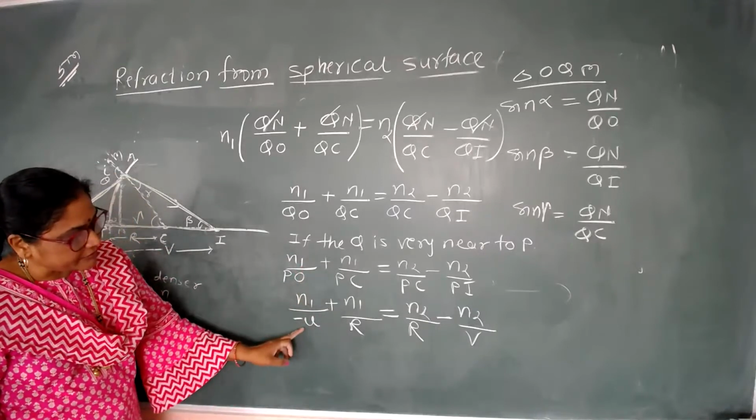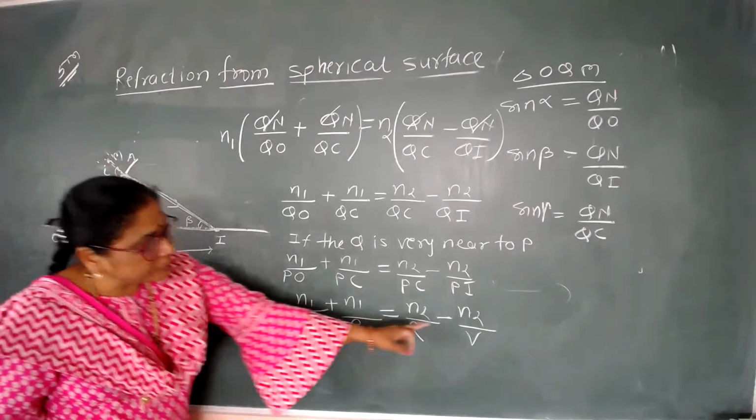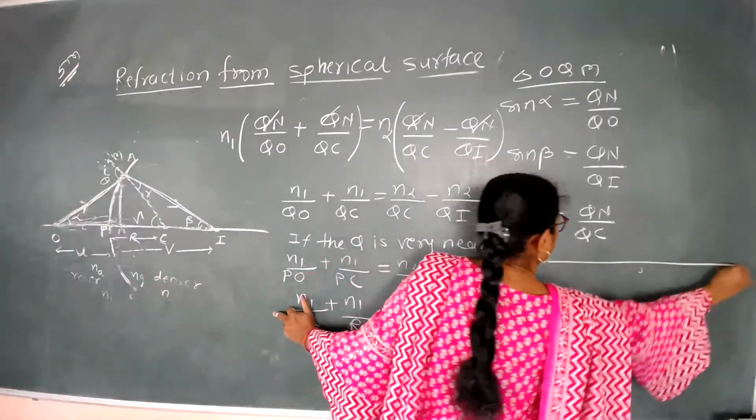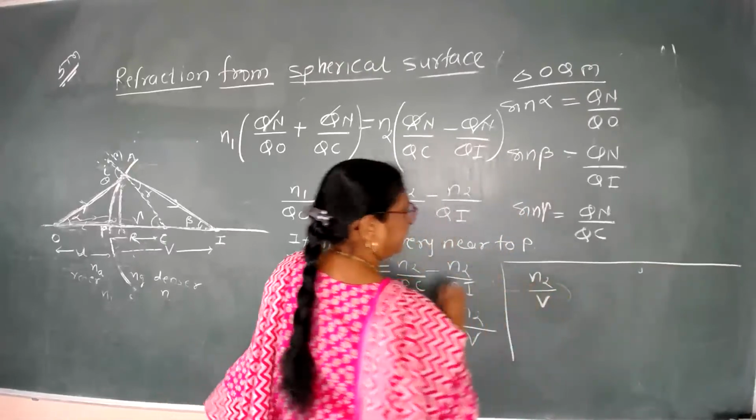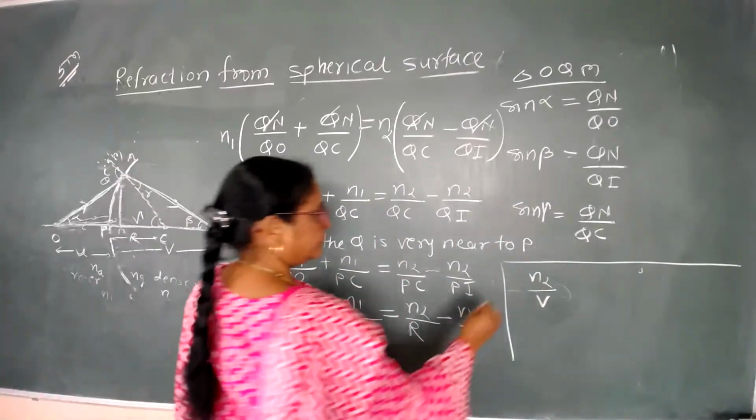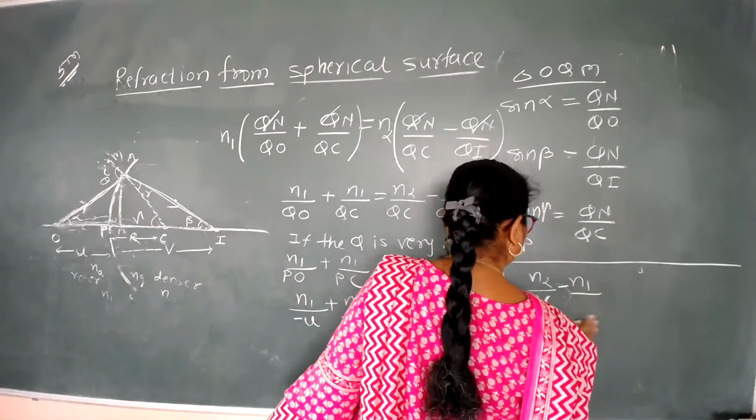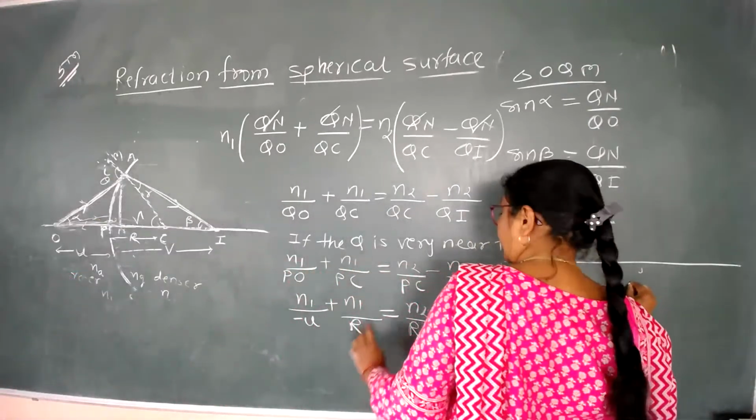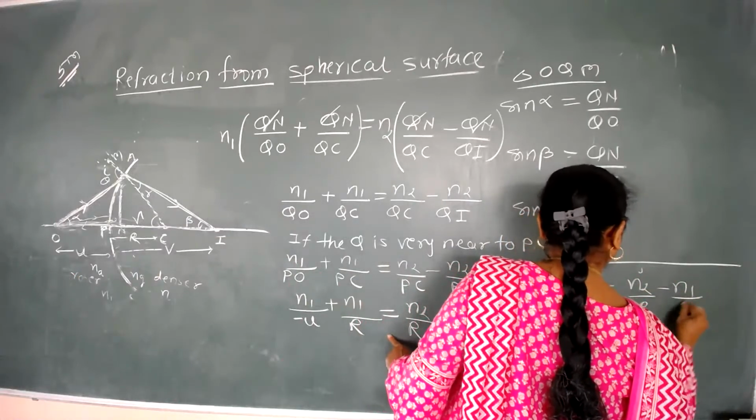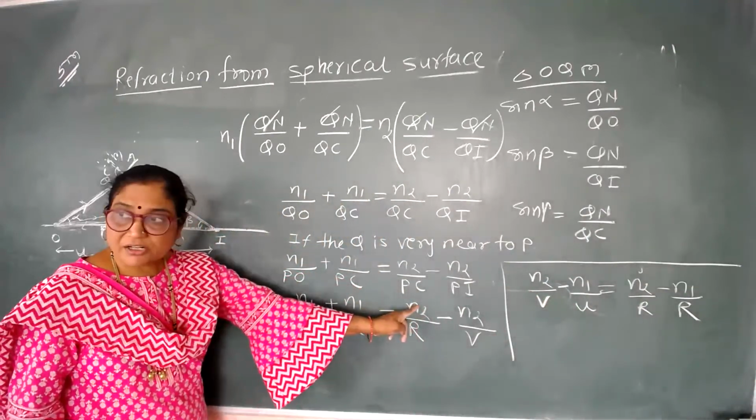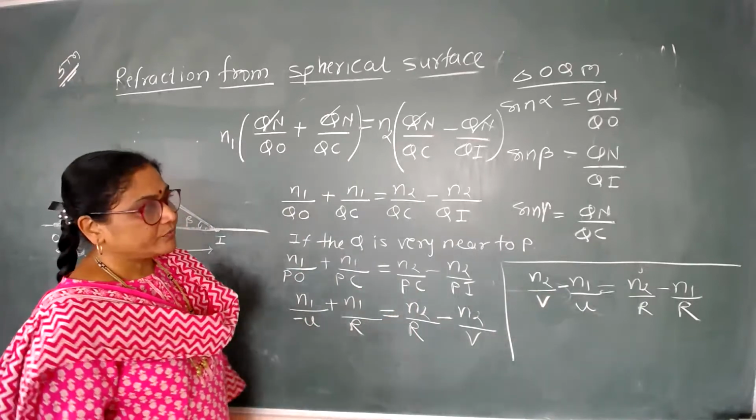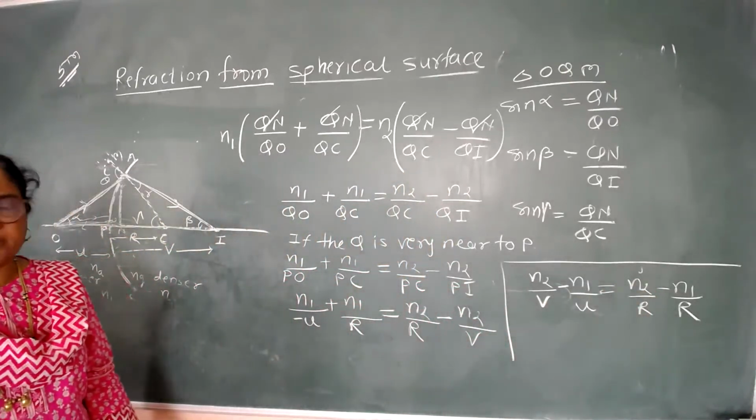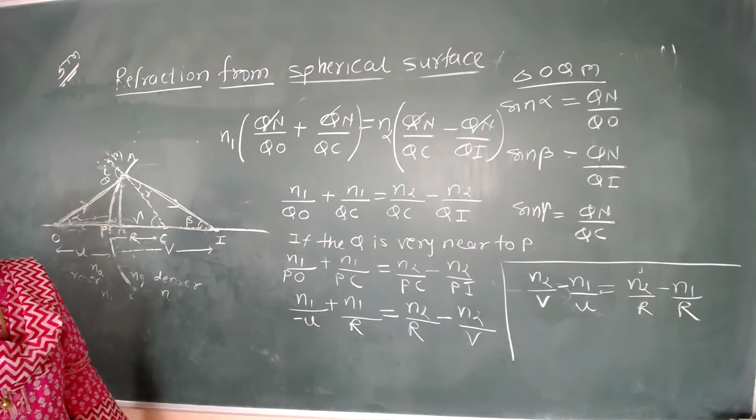Now we can rearrange this. The n2 term can come to this side, so the formula becomes n2 divided by v minus n1 divided by u is equal to the same R term, that is n2 by R minus n1 divided by R. So n2 minus n1 divided by R. That is it. If we take common, we can write 1 by R into n2 minus n1.